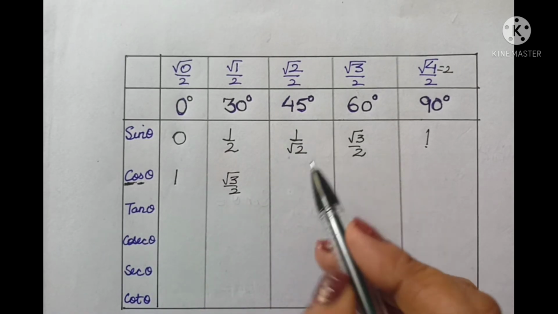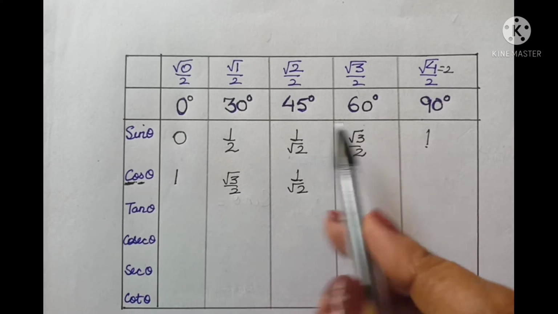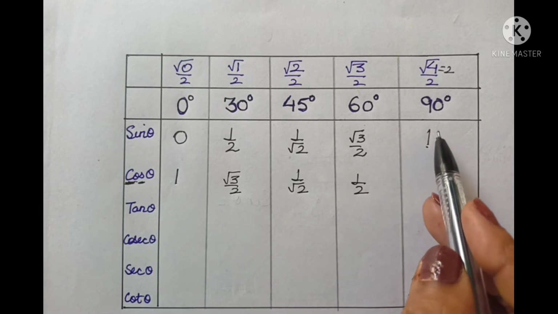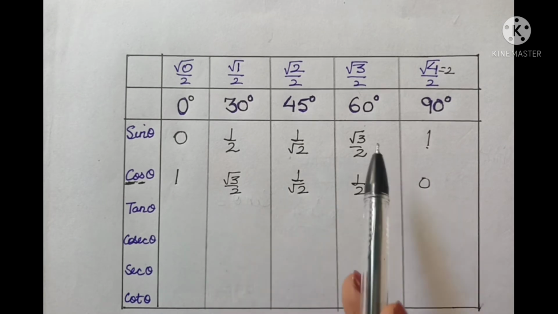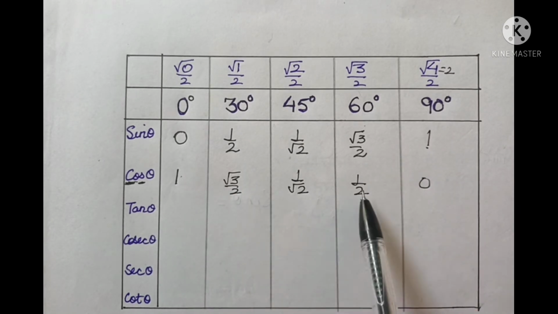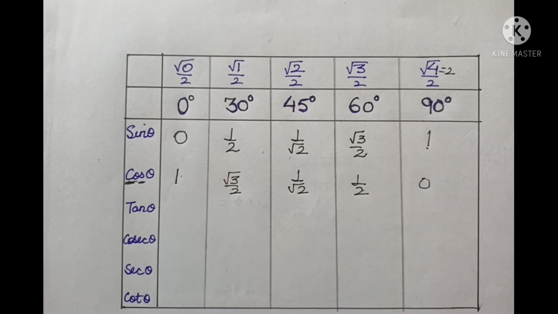45 is complementary of 45 itself, so the value is same. For cos 60 we shall take the value of sine 30, that is 1 by 2. And cos 90 will be sine 0, that is 0. So I repeat, we start writing from right hand side: 1, root 3 by 2, 1 by root 2, 1 by 2, 0. So it's so easy to remember the values of sine and cos.